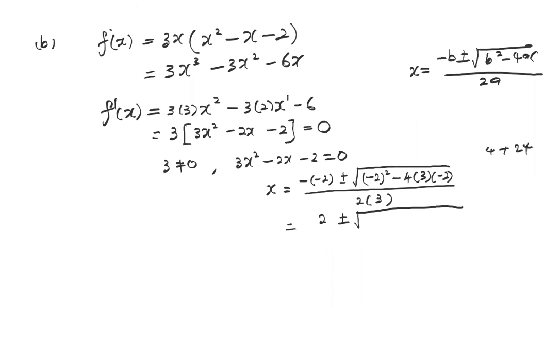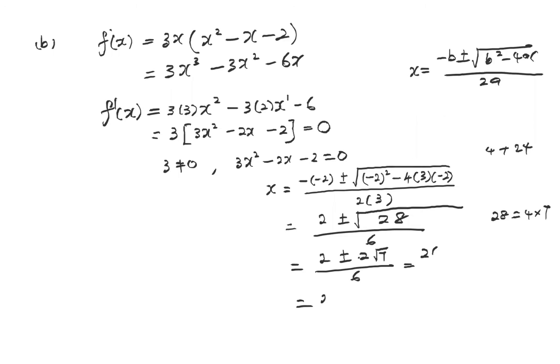24. So this is 28 over 6. So this is 2 plus or minus the square root of 28, and 28 is 4 times 7. So this is 2 root 7 over 6. So factorize out the 2: 1 plus or minus root 7 over 6, so it will be 1 plus or minus root 7 over 3. So this will be your x. After you get your x, you have to put it into your f(x) to get your y. So there are 2 stationary points. You get me?